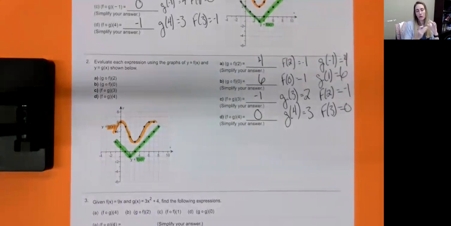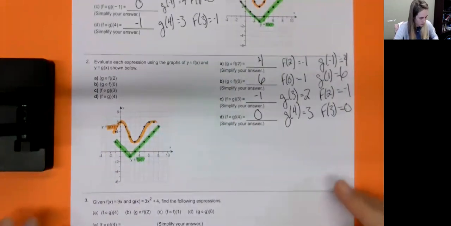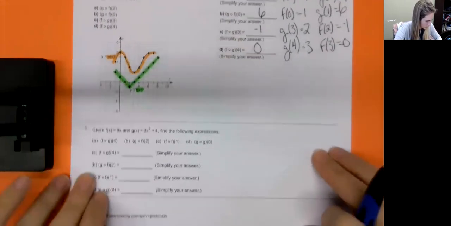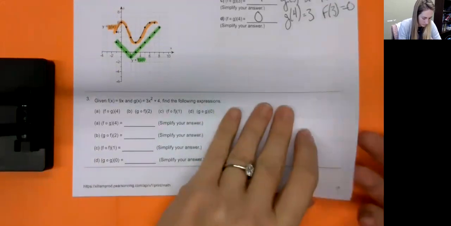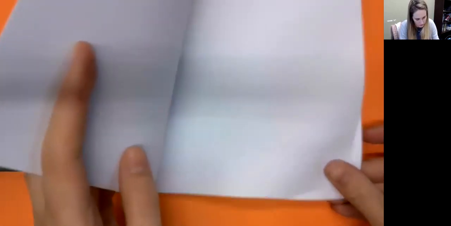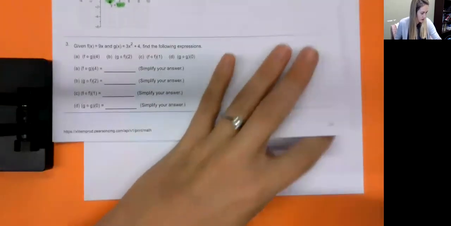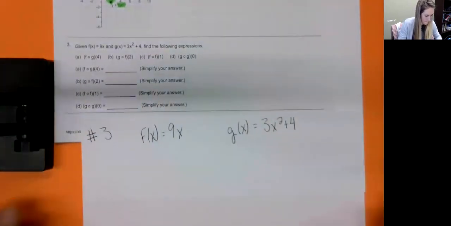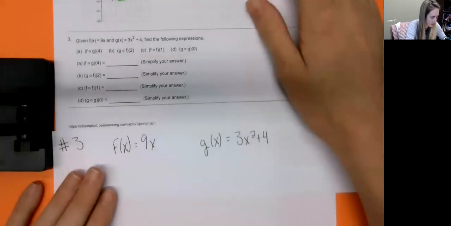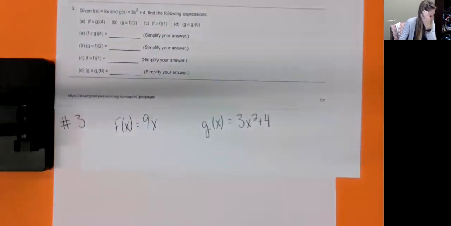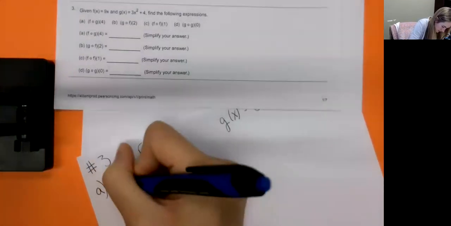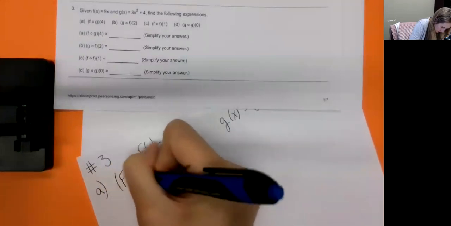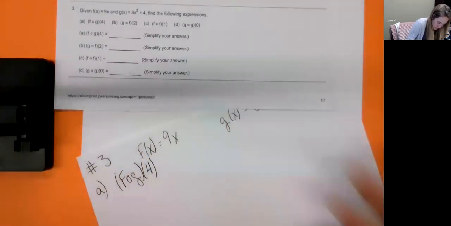These next ones, you're going to use all of your algebra skills. It's just a bunch of plugging in numbers. You've done this before with just one function, but now we're combining our functions, so it shouldn't be the worst thing. And I wrote this one down already. So our first one, A, is f of g of 4.